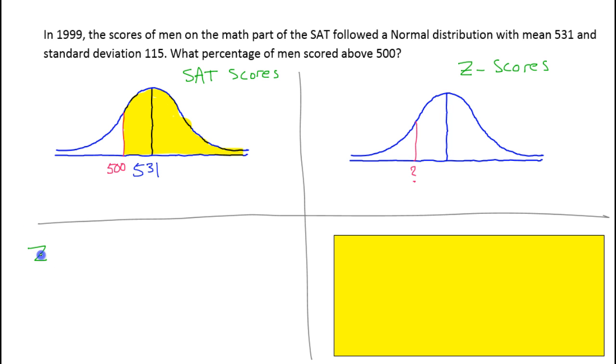If you want to convert from any value to a z-score, you take whatever value you have, whether it's SAT scores or heights or whatever it is, and then subtract the mean and then divide by the standard deviation. That's how you do it. In this case, our value is 500, and we're going to subtract the 531, and then divide by the standard deviation, which is 115.